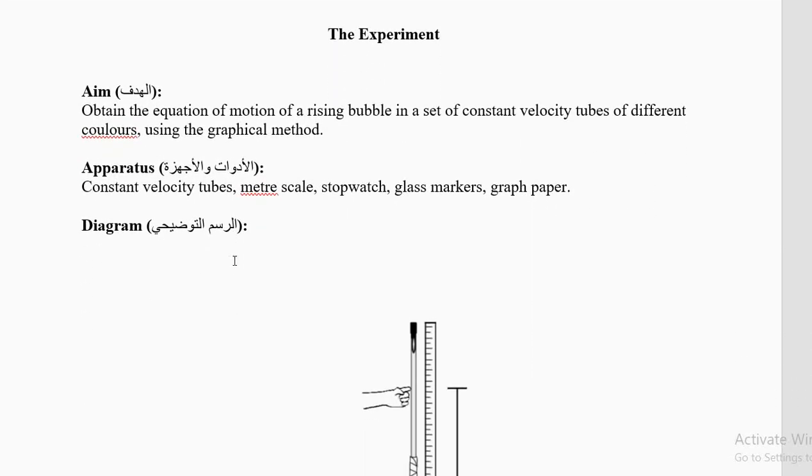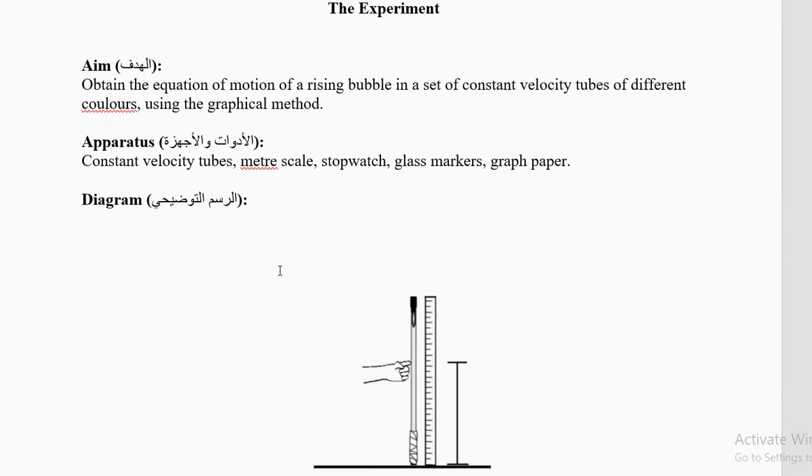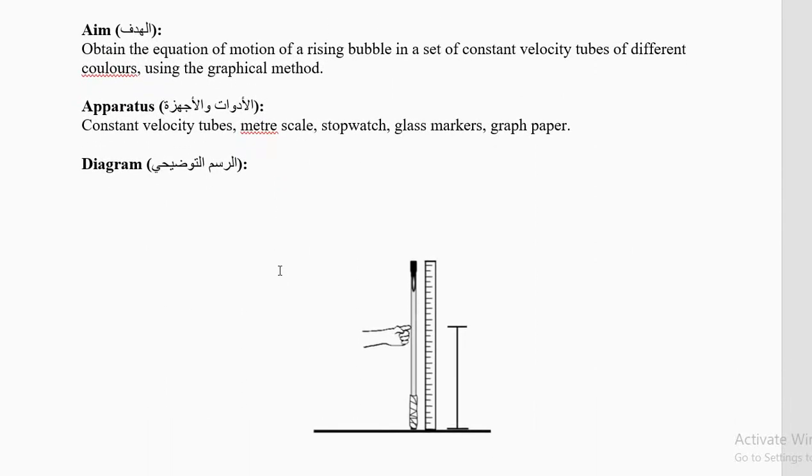Now the aim of the experiment is to obtain the equation of motion of a rising bubble in a set of constant velocity tubes of different colors using the graphical method. These are constant velocity tubes. That means the acceleration is zero. They have a fixed velocity, or we assume it to be a fixed velocity, and there are 6 tubes of different colors here. We'll be analyzing 2 colors in this video, and the rest you'll be doing as an exercise. The lab data will be provided to you.